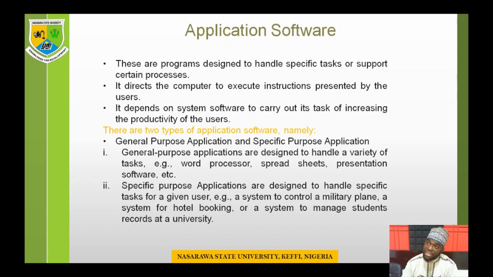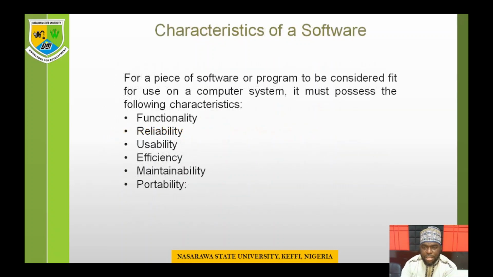A system for hotel booking that is specifically used for a given hotel, or a system to manage student records at a university, or to manage records within a hospital or various organizations, a system that can monitor the atmospheric temperature, a system that predicts rainfall. These are all examples of specific purpose applications. Why? Because they are solely designed to handle a specific task. So the scope of the tasks they perform differentiates between the general purpose and the specific purpose application software.